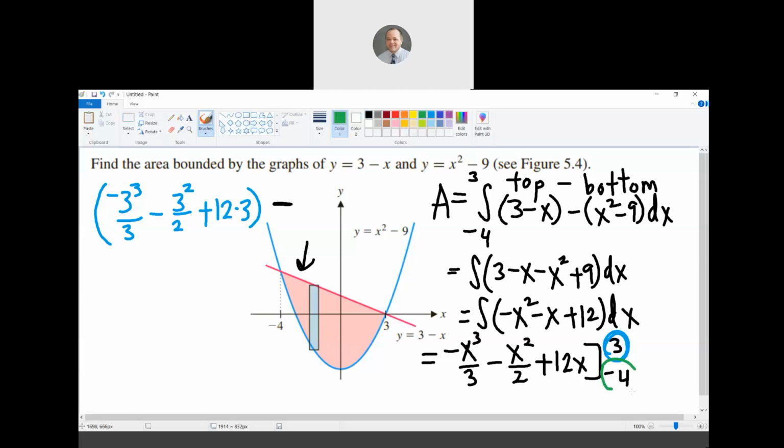And the second go around, we'll plug in -4, our lower limit of integration. And just be careful with your negative signs. We have a negative and then -4 cubed all over 3, minus a -4 quantity squared over 2, plus 12 times -4.